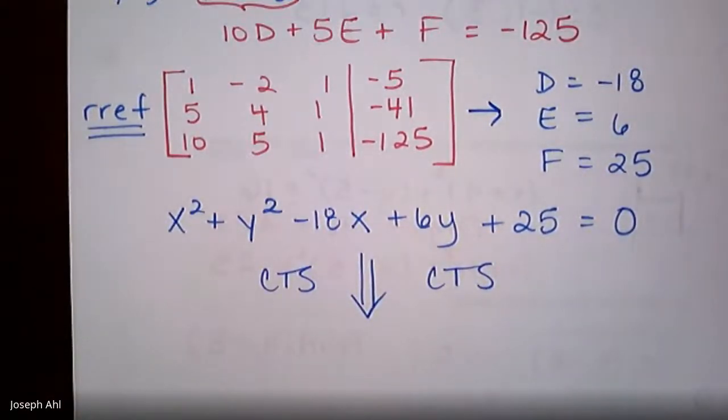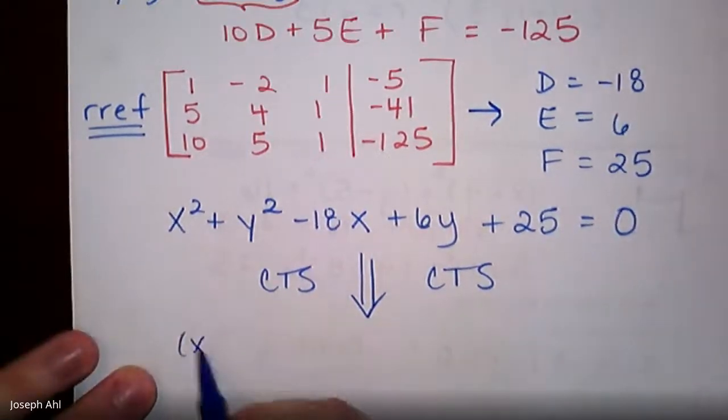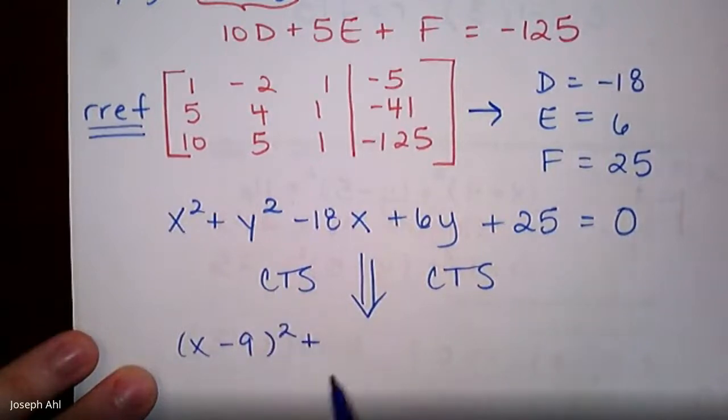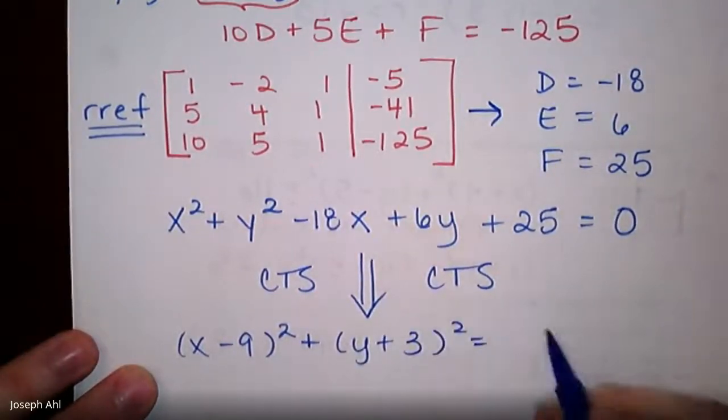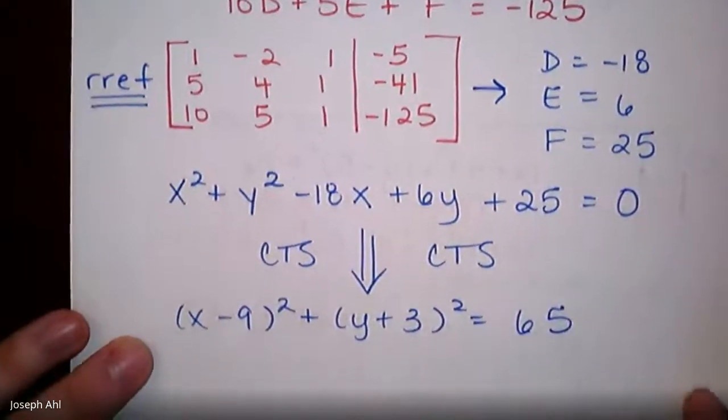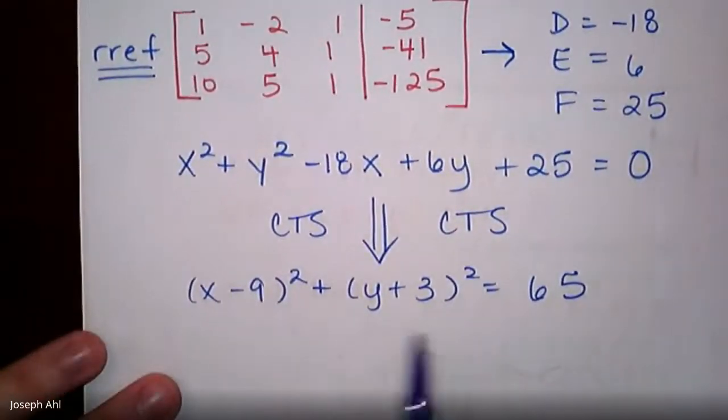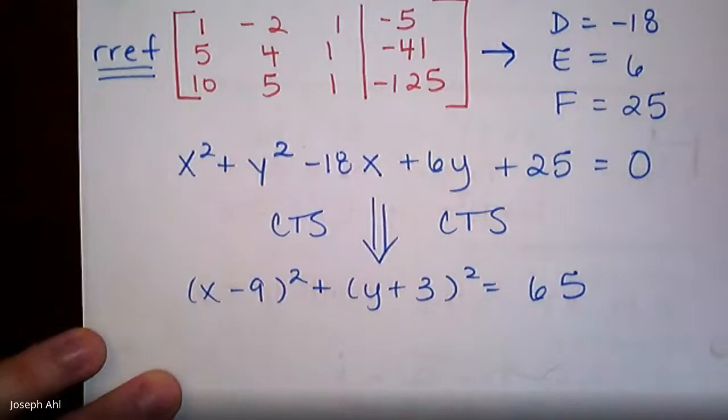I'm not going to show you again how to do that. I think we'll actually do one more completing the square in today's lesson, but I'll show you really quick that if you do complete the square, you want to kind of test yourself out, you would get x minus 9 squared plus y plus 3 squared equals 65. And of course, the benefit to having it written in this form is that you automatically know the coordinates of the center and the length of the radius.